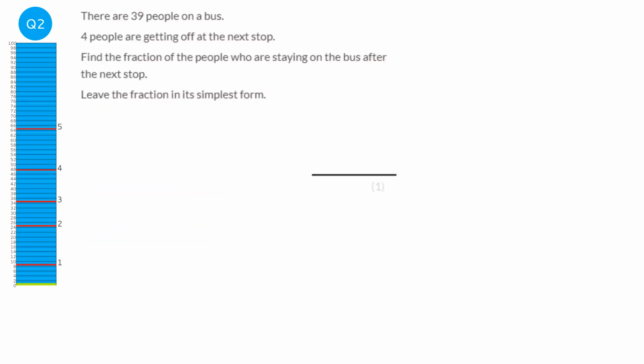If there were 39 people on the bus and 4 people got off the bus, that would leave 35 people remaining on the bus. So the fraction of people staying on the bus is 35 out of the 39 people on the bus. So our answer, as a fraction, is 35 over 39. We can't cancel that any further.